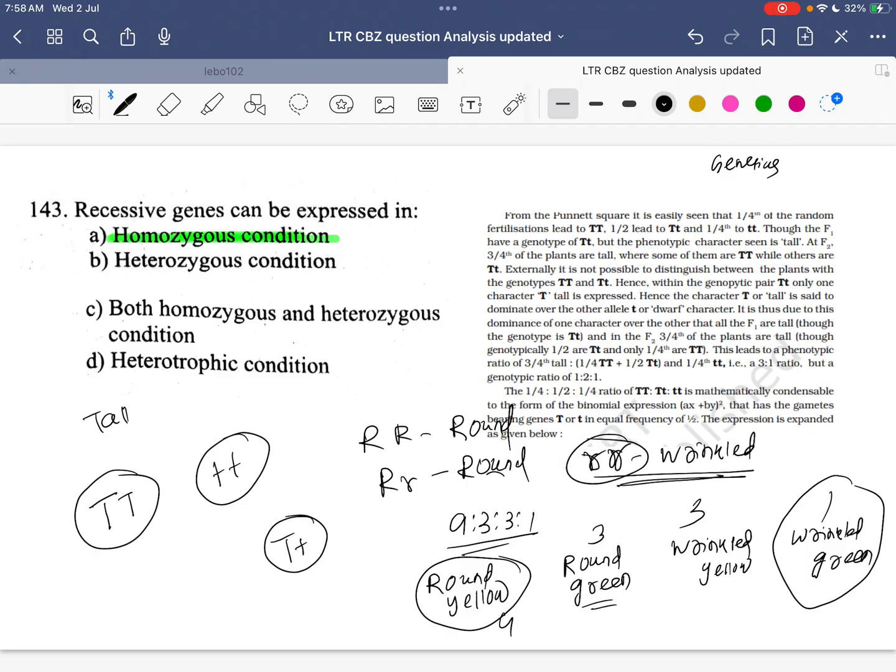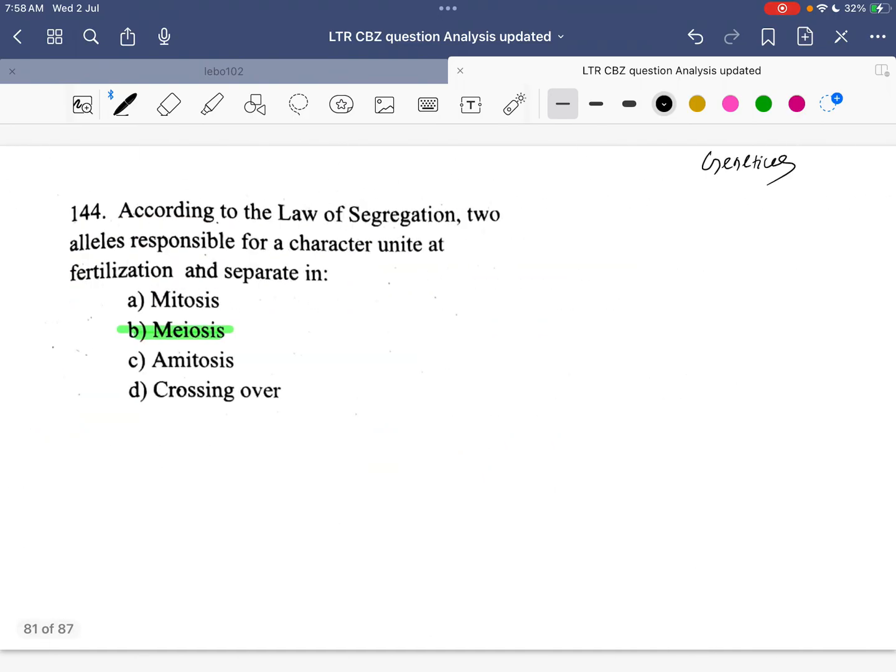R stands for round, and small r is wrinkled. It shows the wrinkled structure only when both are in the homozygous condition, not heterozygous. In the heterozygous condition, the dominant one is shown. The wrinkled green is small r small y, so all are in the homozygous condition. That's why wrinkled green is shown. Otherwise, it would be somewhat different. So a recessive gene can be expressed only in the homozygous condition.